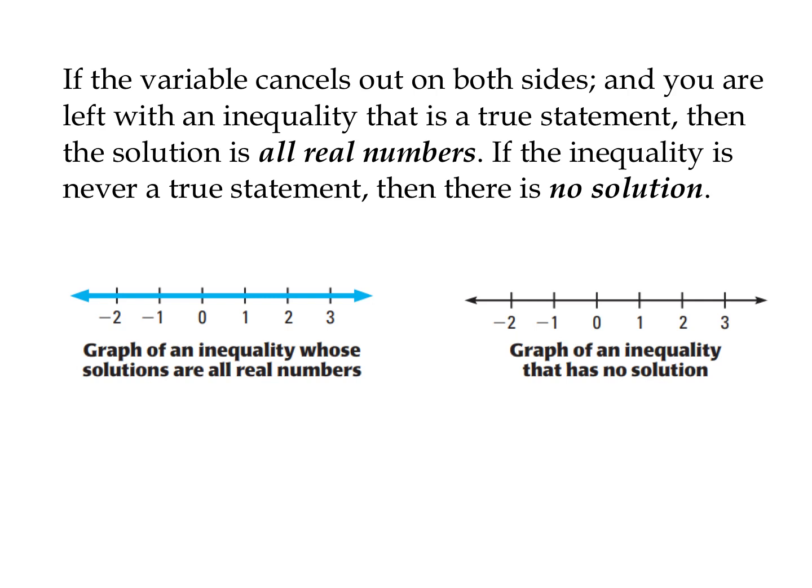If the variable cancels out on both sides and we get a statement that looks something like 5 is greater than 4 or 8 is less than or equal to 8. These statements are true. 5 is greater than 4, always true. 8 is less than or equal to 8, always true. That's when you get all real numbers. So that's all real numbers. Okay? A statement that's always true.